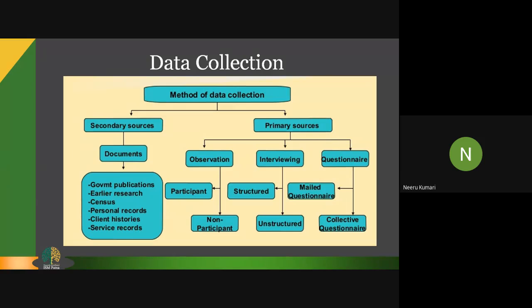The first one is questionnaire. Questionnaire means a set of questions that are handed over to the participant, or to the person from whom we want the answers or we want the opinion.